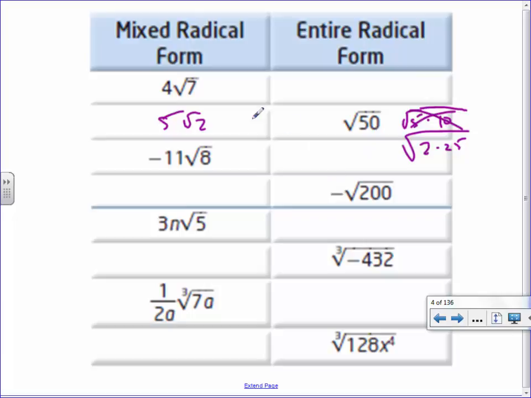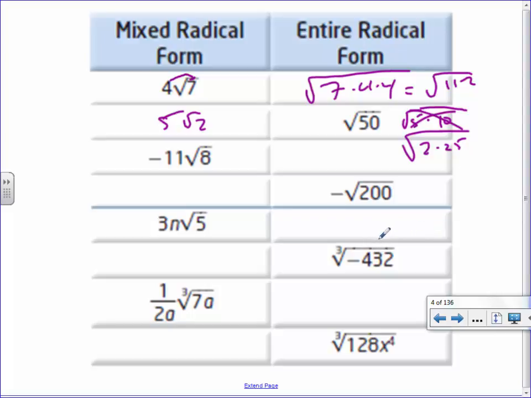When you go the other direction, when you have to go from a mix to an entire, it's even easier. All you do is you take the 4 and you times it inside the square root, but you times it inside twice because it's a square root, right? So essentially what you need is like 7 times 4 times 4. Bring the 4 inside as though it was 16. So 4 times 4 is 16. Times that by 7. What'd you get? Perfect, 112. Thank you. Make sense?